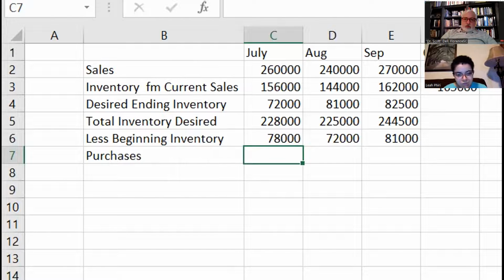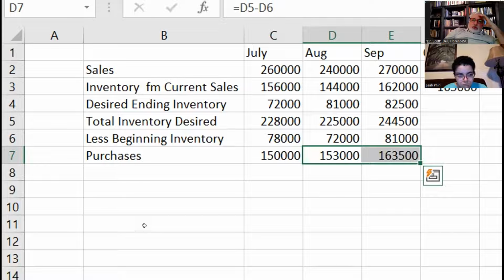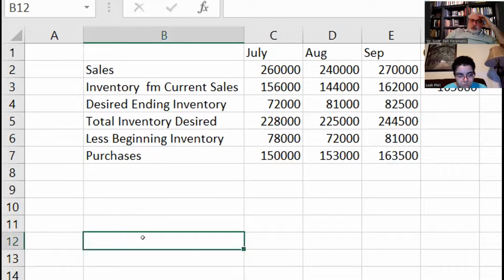Purchases will be based on total inventory desired minus beginning inventory. Correct. So we're going to go ahead and make that calculation. Okay. So we now have it broken out. We know what the purchases need to be. Does that make sense so far? Yes, sir. So what do you think the next step might be?